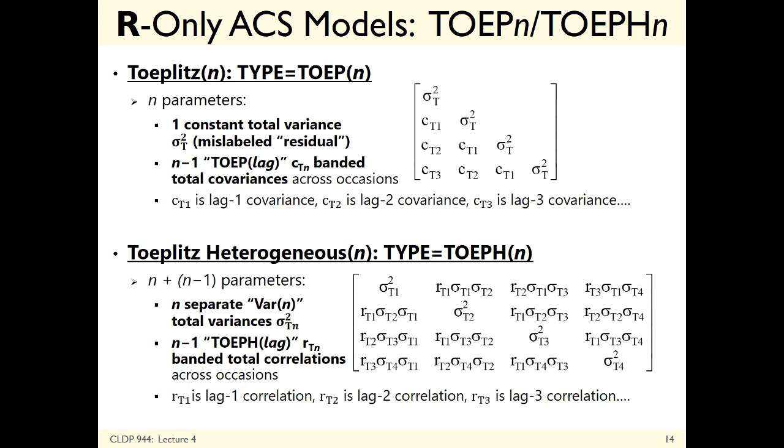What if I want to test the heterogeneous version of that? TOEPH. How many would I add? 3, yes. Up to 7. Then 7 versus 10 would be the test of whether or not that's good enough. So these are some more choices. They're somewhere in between. Everything has to be the same over time, and everything gets to be what it wants over time.